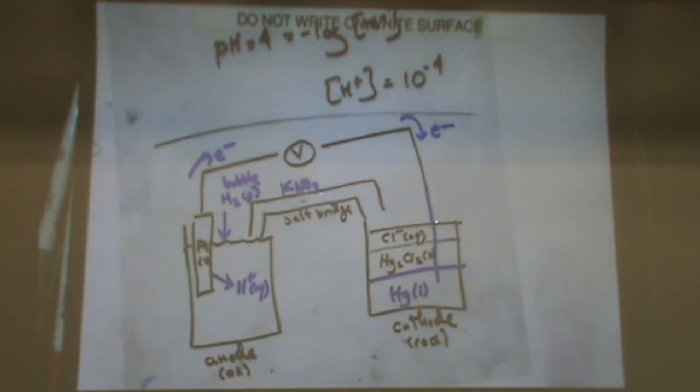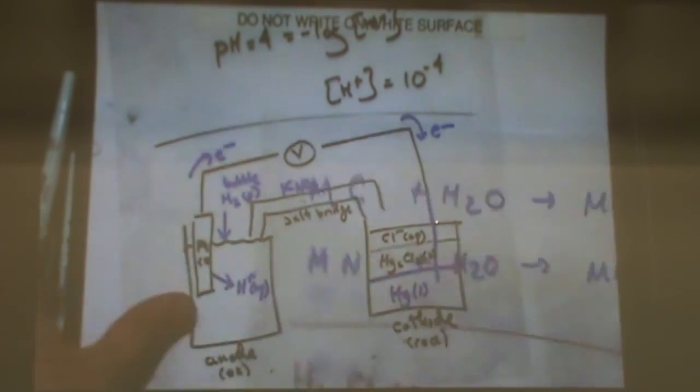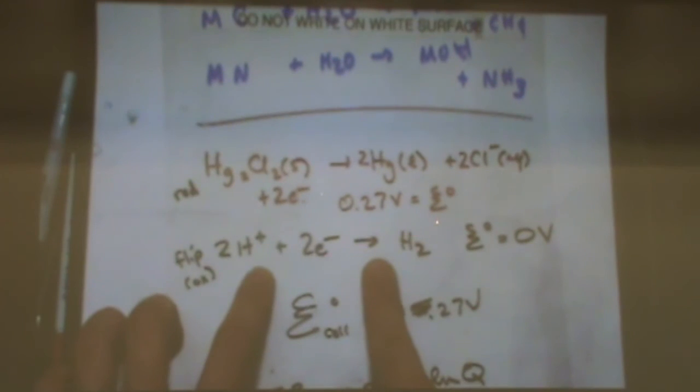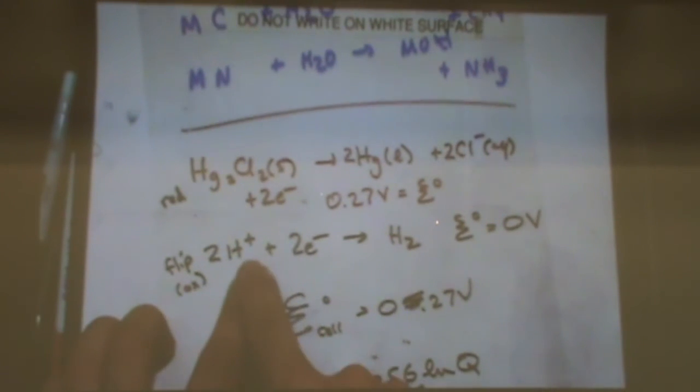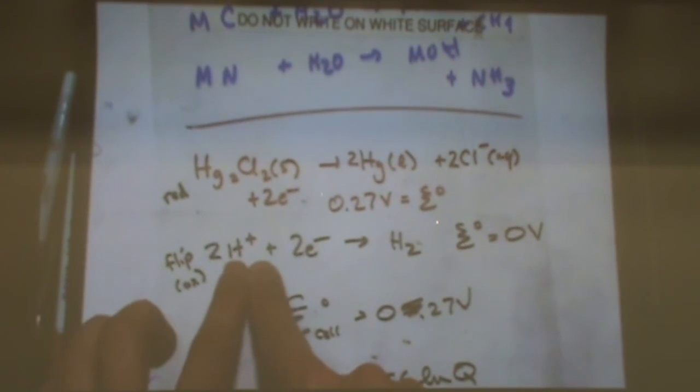Can you explain why the arrow to the H plus is going out? Yeah, the arrow for the H plus has to go out because remember this equation is flipped. This is a product. This is going away from the platinum, where the platinum is where the reaction is occurring.